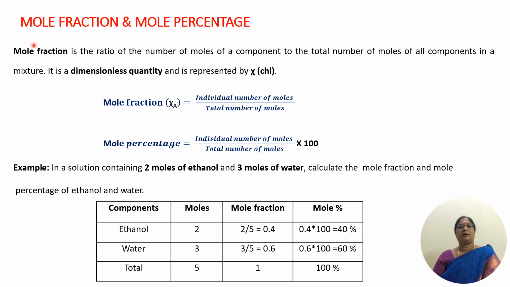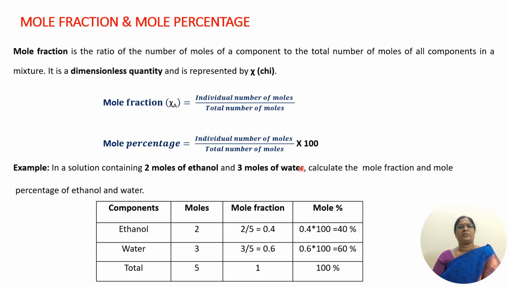Let us discuss mole fraction and mole percentage. Mole fraction is the ratio of number of moles of a component to the total number of moles of all components in the mixture. So mathematically it can be expressed as individual number of moles by total number of moles. Then the mole percentage can be defined as the mole fraction into 100. That is individual number of moles by total number of moles into 100.